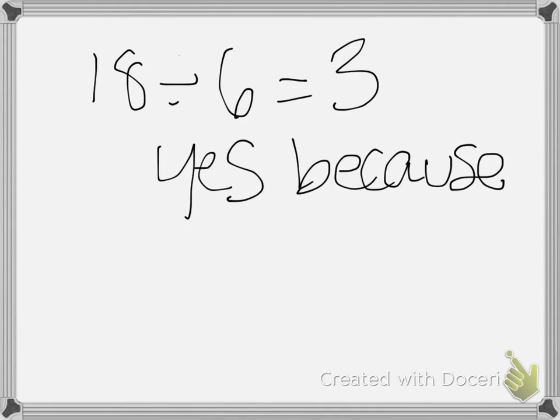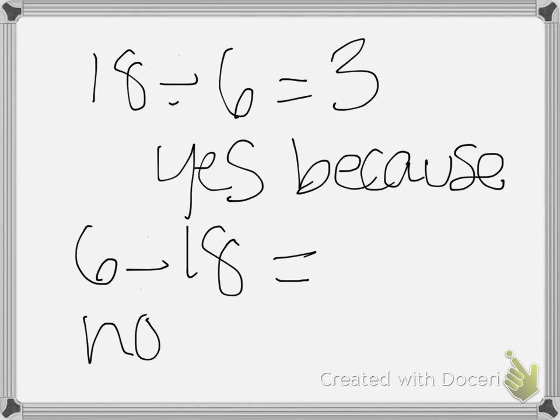Now it says, is 18 a divisor of 6? Why? So now you're reversing it. It wants to know, can you divide 6 by 18? You can, but you're going to get a decimal point. So no, and show me why. You can't split 6 into 18 evenly unless you have a fraction or a decimal.